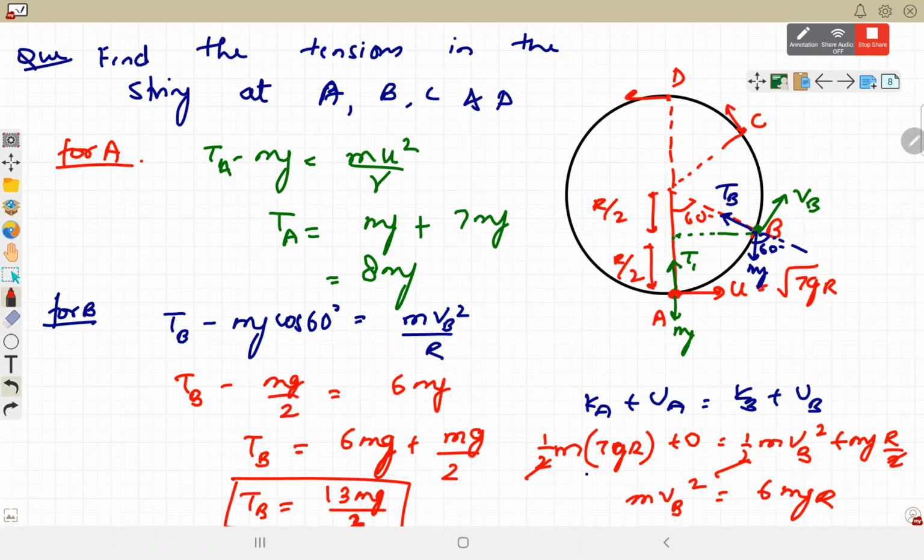These two types of questions are there in vertical circular motion. First is finding the speed, and second is finding the tension at certain different points on the vertical circular motion. Right? Okay. So one or two questions I think we did last class also.